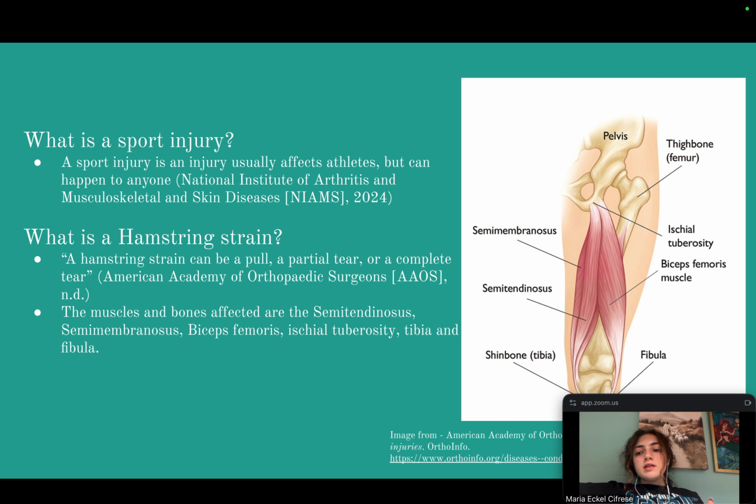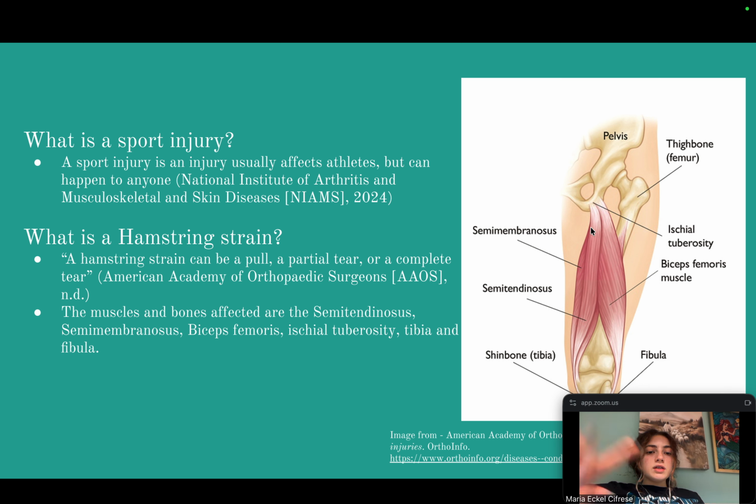Further, the AAOS discusses the anatomy of the hamstring. The hamstring consists of three muscles which run down the back of the thigh. These muscles are the semitendinosus, the semimembranosus, and the biceps femoris, and these are the muscles affected by a hamstring strain. And in extreme cases, a hamstring strain may affect the ischial tuberosity, the bone that all three muscles are connected to superiorly, or they may affect the tibia or fibula, the bones that they're connected to inferiorly.